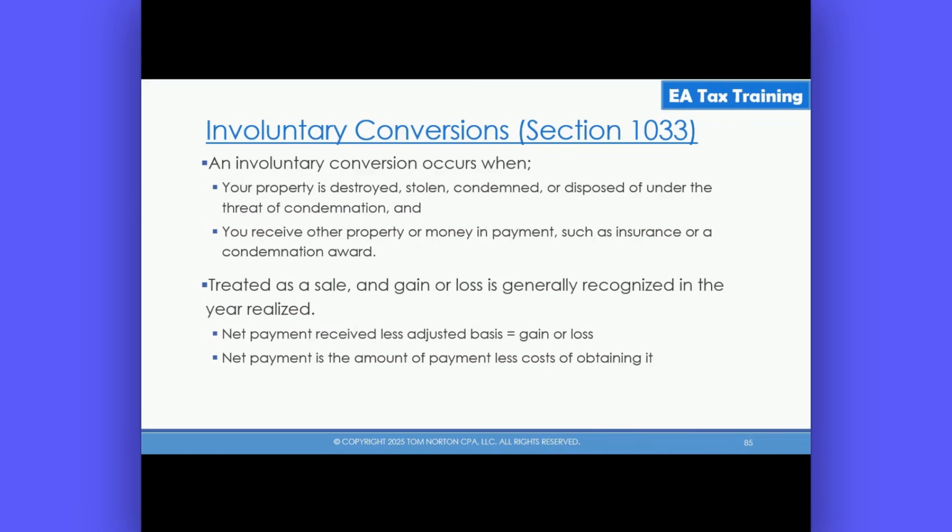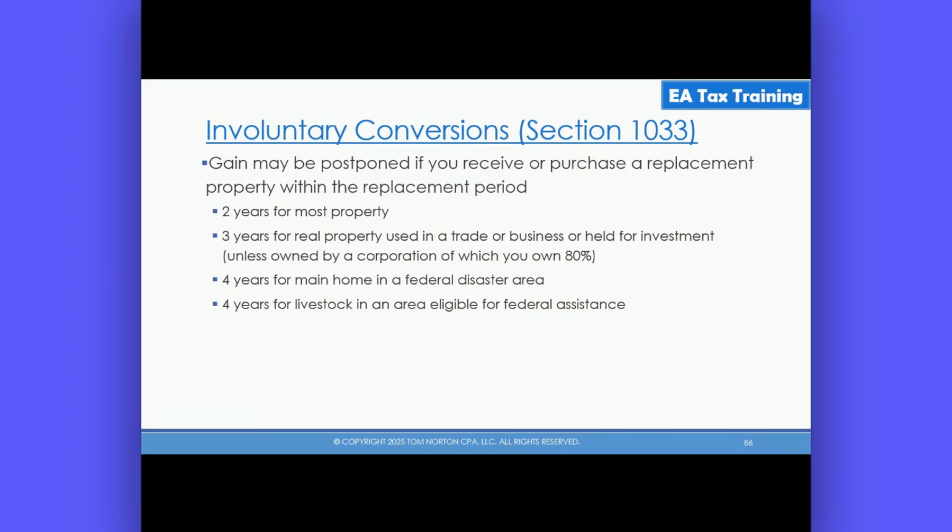However, you do get to subtract any costs of obtaining that award. So let's say you had to hire a lawyer in order to get the money. You can subtract the costs of the lawyer fees from the proceeds when you are determining the gain or loss. Now, it is possible to actually postpone that gain.